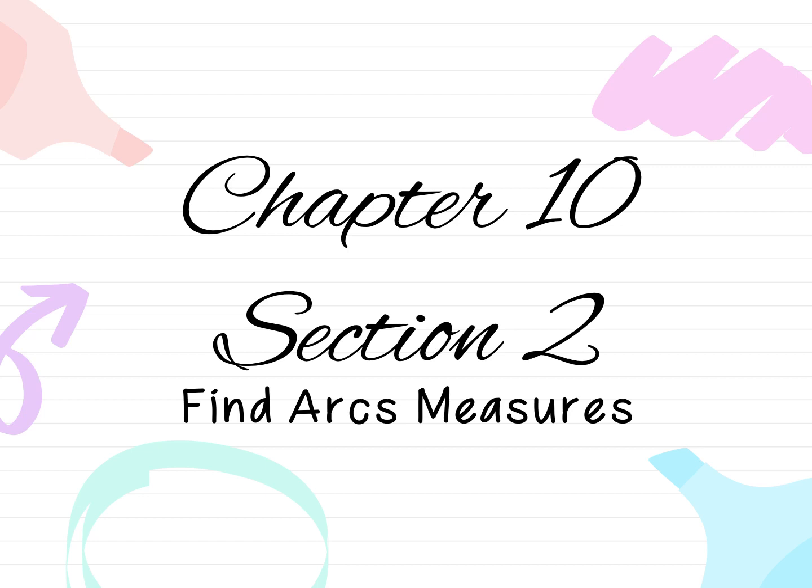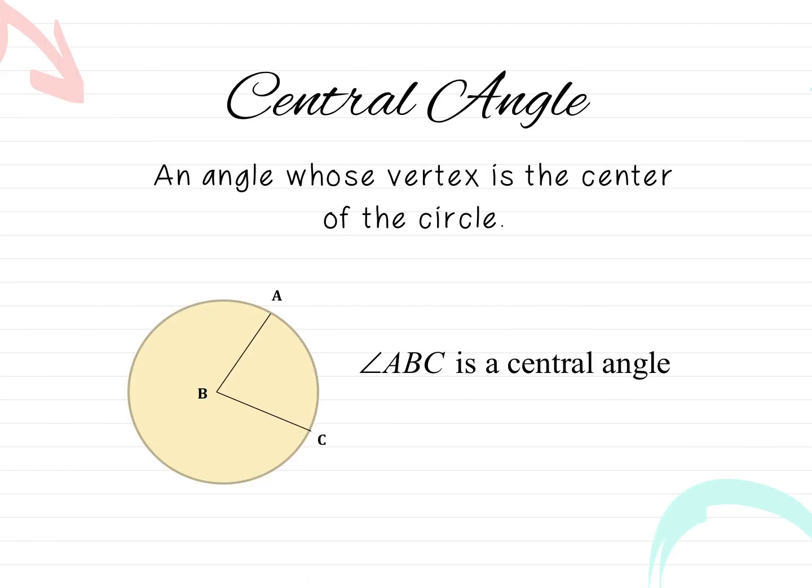In 10.2, we're going to learn about circles, and more importantly, we're going to learn about arcs. So first we're going to talk about the central angle of a circle. The central angle of a circle is an angle that forms in a circle where the vertex is at the center of the circle. Notice that you have this radius here, and you have this radius here, and both of them end on the circle, and they create this central angle right here.